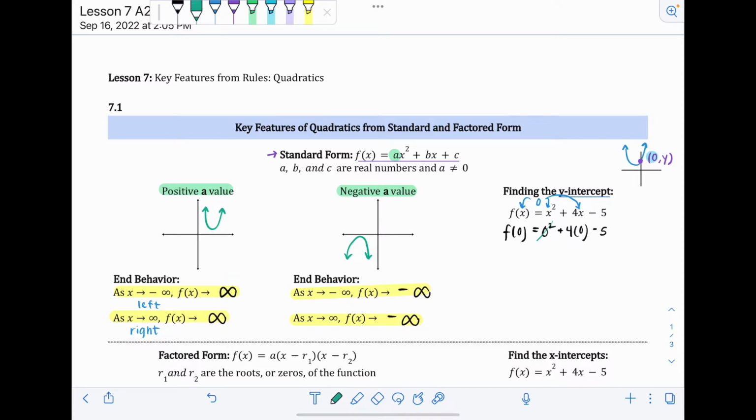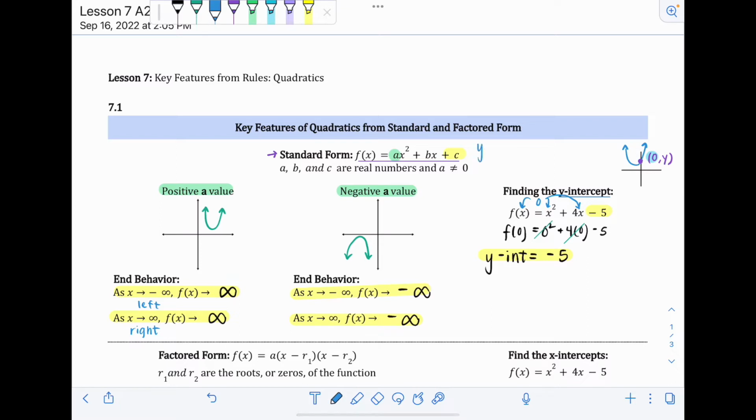And then 0 squared, 0, so that goes away. 4 times 0 is also 0, so that goes away. And then I'm just left with that negative 5. So our y-intercept is negative 5, and you'll notice that that was the constant term c from the original problem, and that is always the case when it's in standard form.